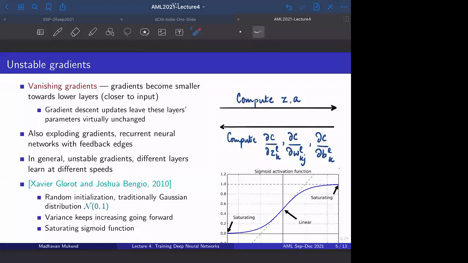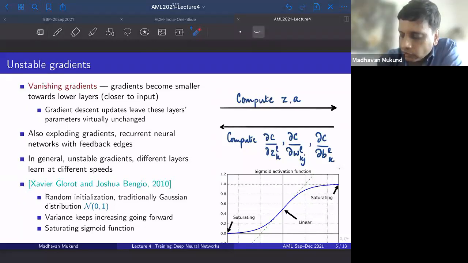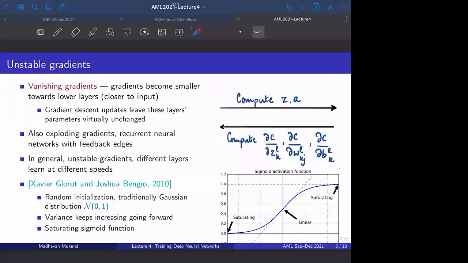Sir? Yeah. So the reason for variance to keep increasing is that the summation keeps happening in the consequent layers? Yes, correct. It's just adding up. So that's basically what they're going to handle, as I'll show you. Okay.